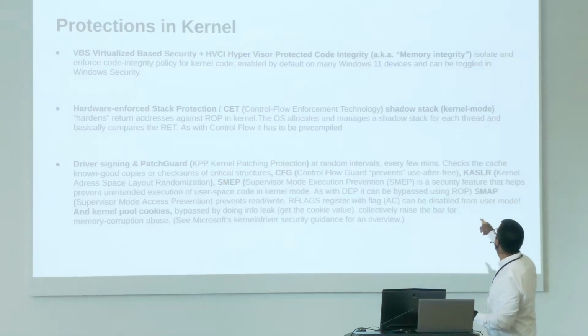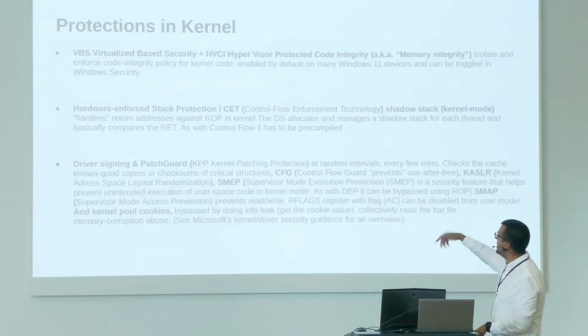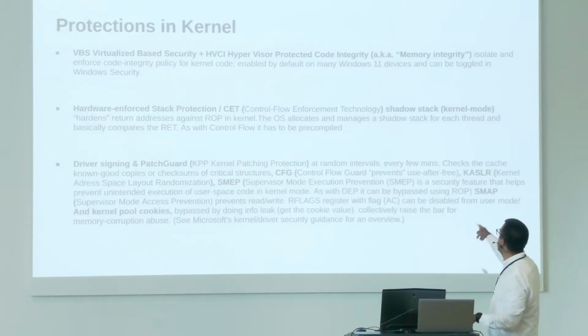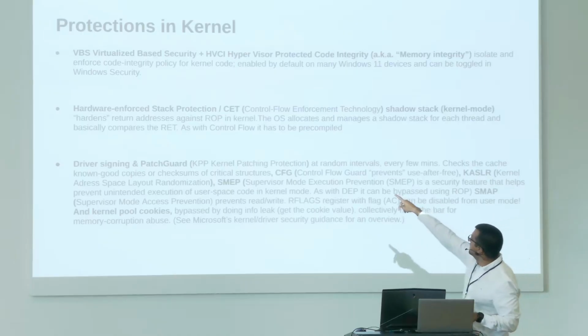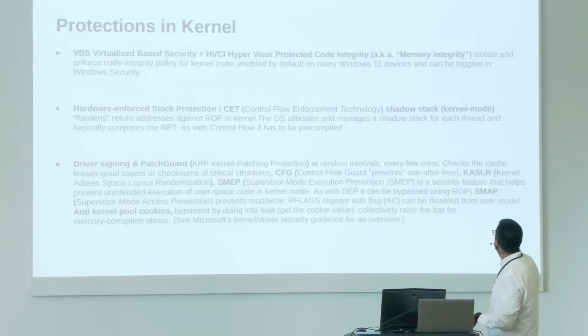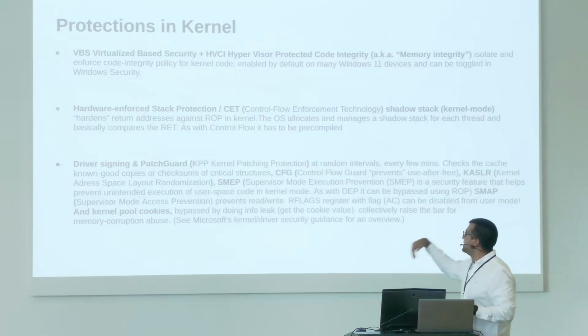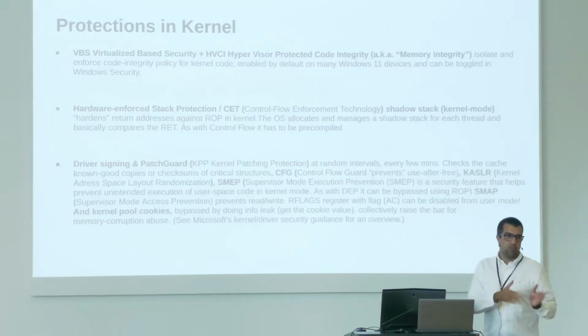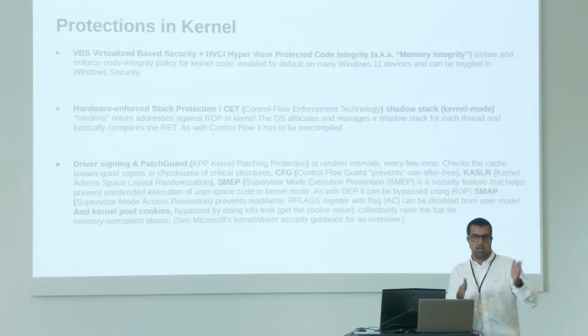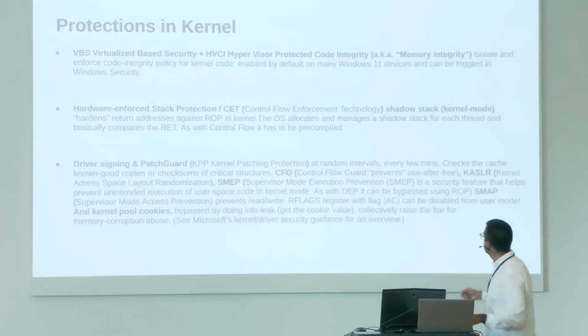Then you also have kernel ASLR, so address space layout randomization in the kernel. You also have supervisor mode execution prevention. It's a security feature that prevents detection and execution of user space code, similar to DEP. So it prevents execution and can be bypassed using ROP. Same for hypervisor protected code integrity. And then SMAP, that's basically access prevention that prevents read-write. So we have SMEP and SMAP, so it's execution and access.